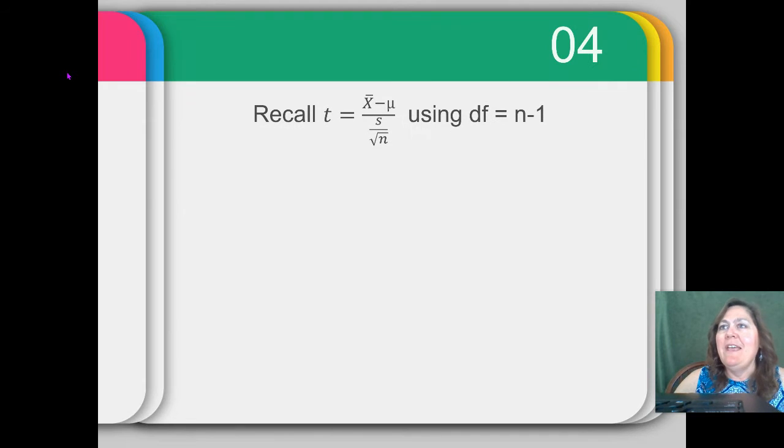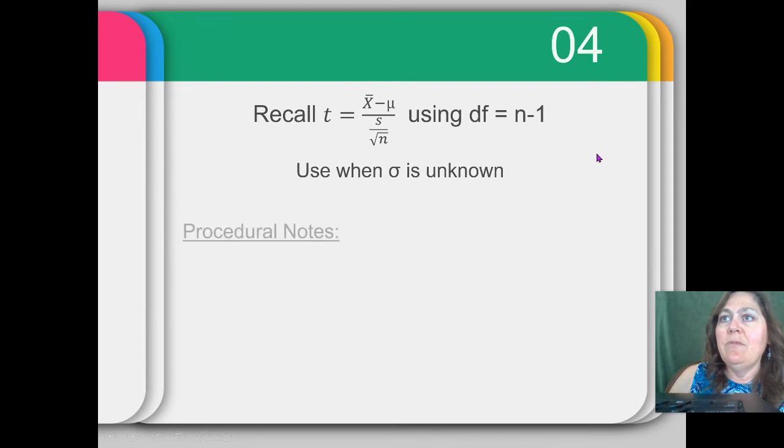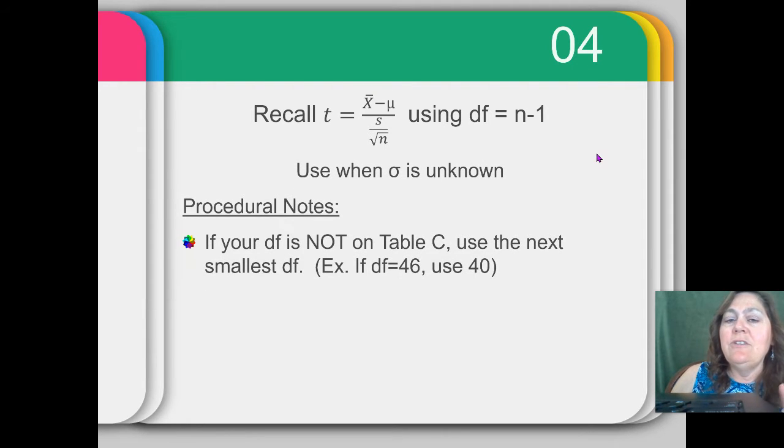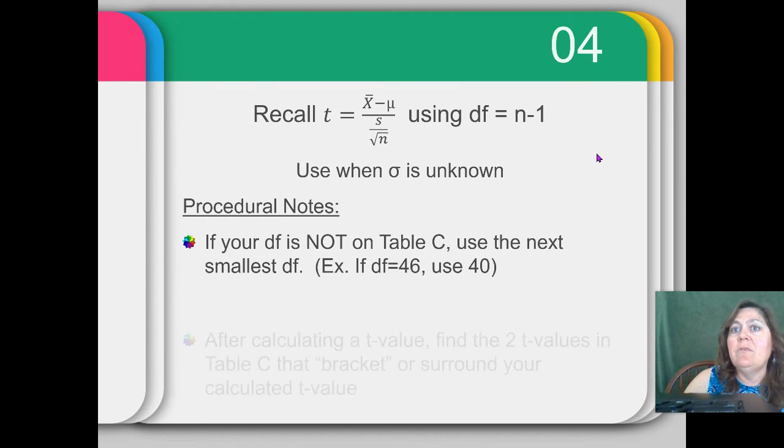So let's keep going. Just recall from your notes that the T statistic looks exactly like the Z, except, this is it right here, S instead of sigma, and then we have to remember to use our degrees of freedom when sigma is unknown, okay? Just remember from what we talked about before, if 46 is your degree of freedom and that's not on the table, then you go up the table to the closest one above it, which is 40, the number less than that.